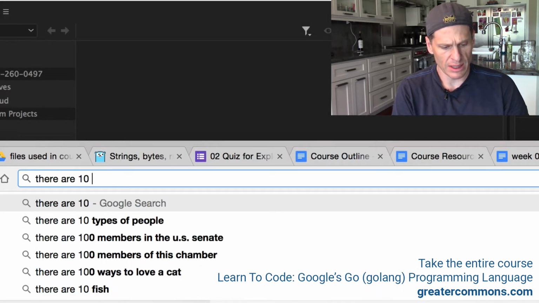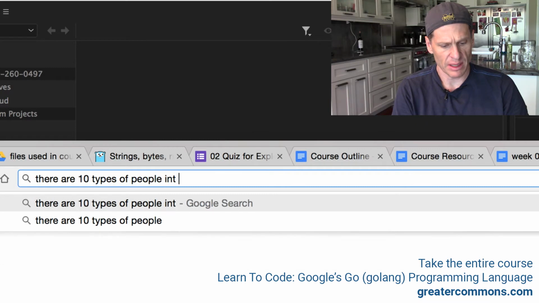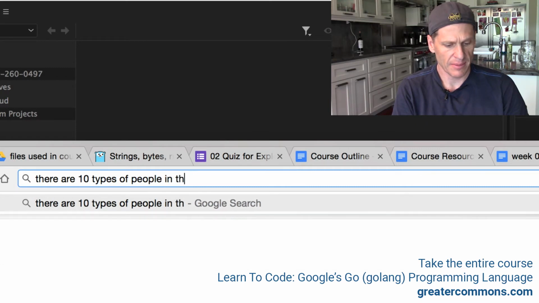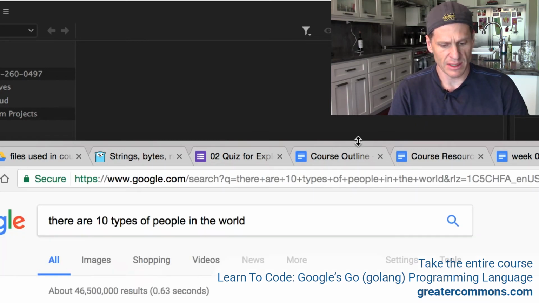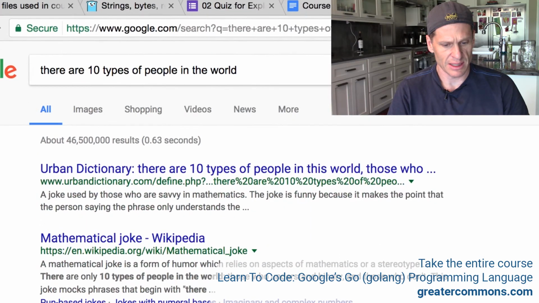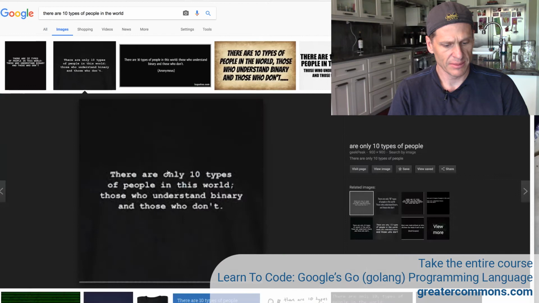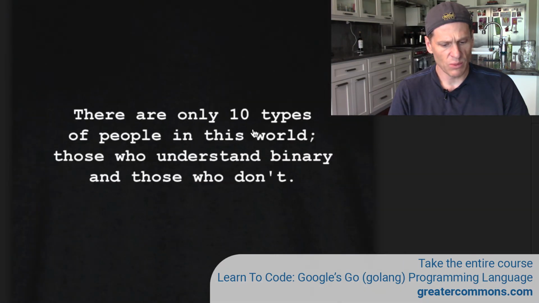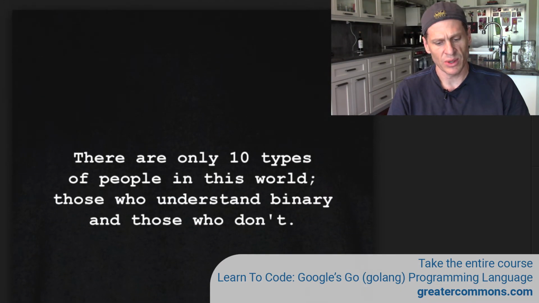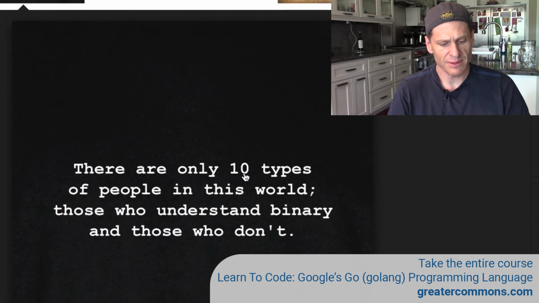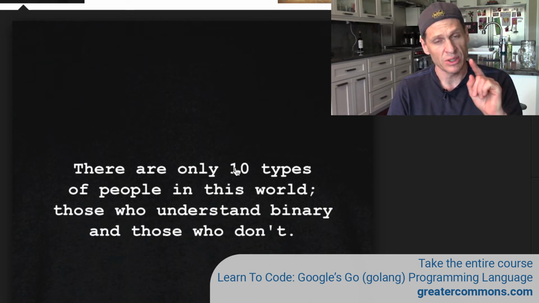There are 10 types of people in the world. Look, it's bringing it up even, we could just find the results, and I bet you it's a poster or a t-shirt. Images, here we go. There are only 10 types of people in this world, those who understand binary and those who don't. You have 0 in the 1 spot, you have 1 in the 2 spot. So there are 2 types of people in the world.